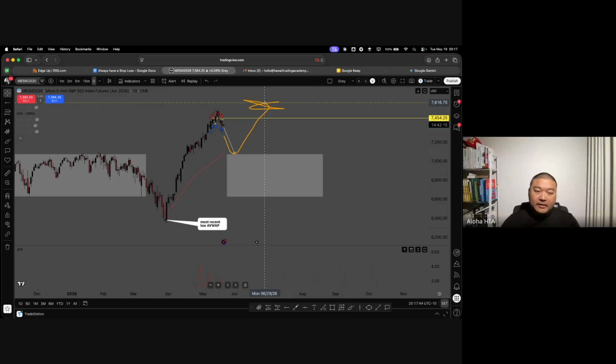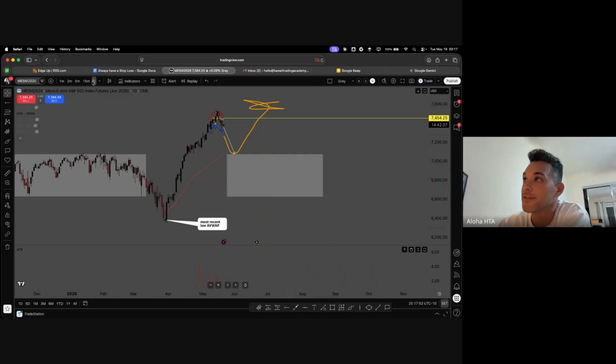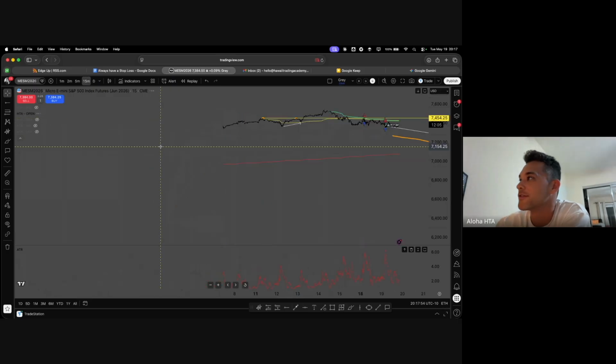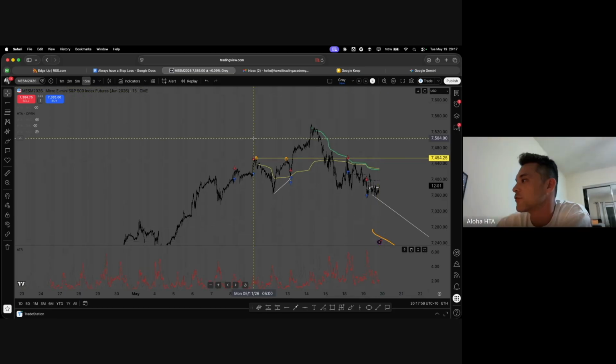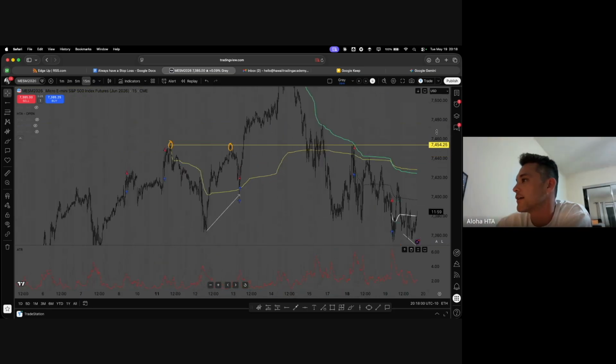Yeah, and that's pretty cool how you pointed it out with the anchored low VWAP, and it's just matching up. Let's go back to that 15 as you're discussing. Look, there it is. There it is. So this is what we discussed in the beginning of the podcast.